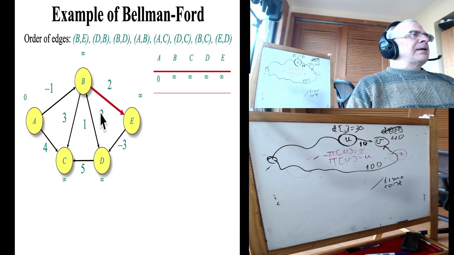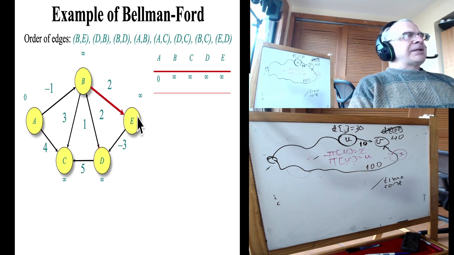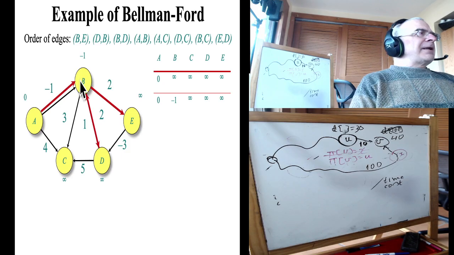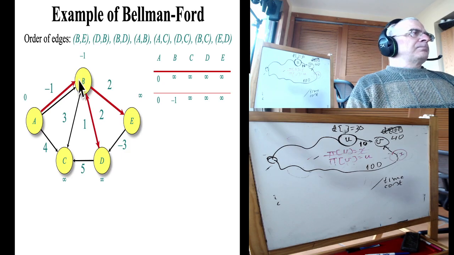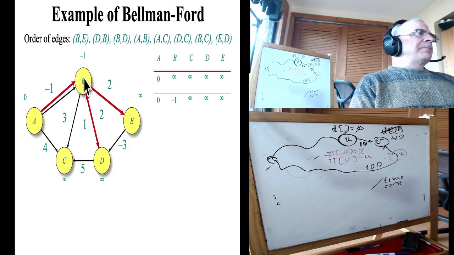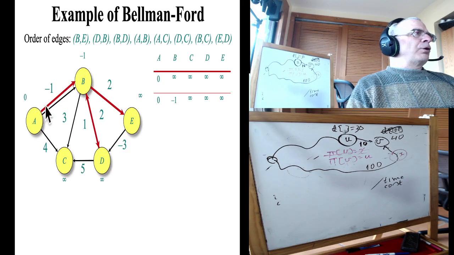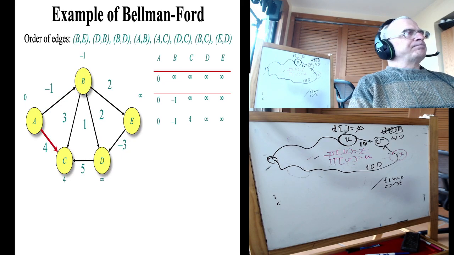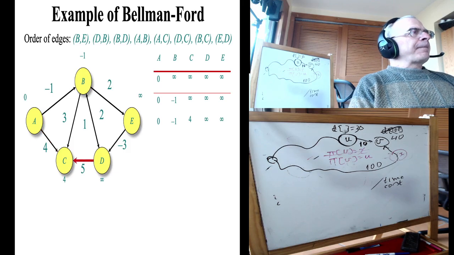I'm accessing the first edge. This is infinity, this is infinity. Infinity is not smaller than infinity. Infinity is not smaller than infinity. Finally, I'm accessing one edge that leaves A. So I'm changing D of B from infinity to minus 1, because 0 plus minus 1 tells me that it's minus 1.